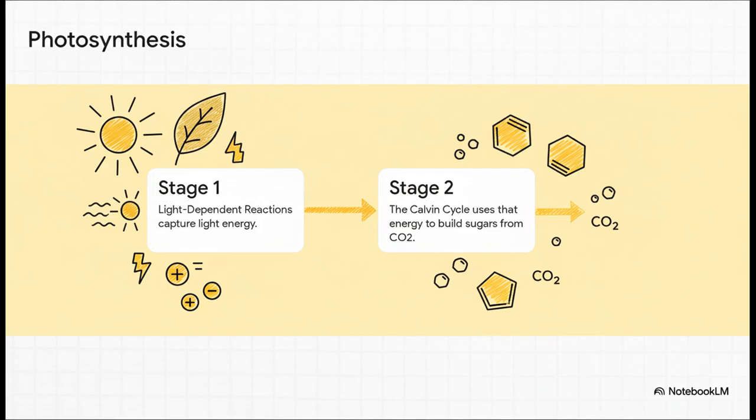So where does all this energy come from in the first place? Well, for most life on Earth, it starts with the sun. Plants have this incredible trick called photosynthesis. It's basically a two-step process. First, they capture sunlight and store its energy in these little temporary battery molecules. Then, in the second step, they use the juice from those batteries to build stable, energy-packed sugar molecules, using just carbon dioxide from the air.